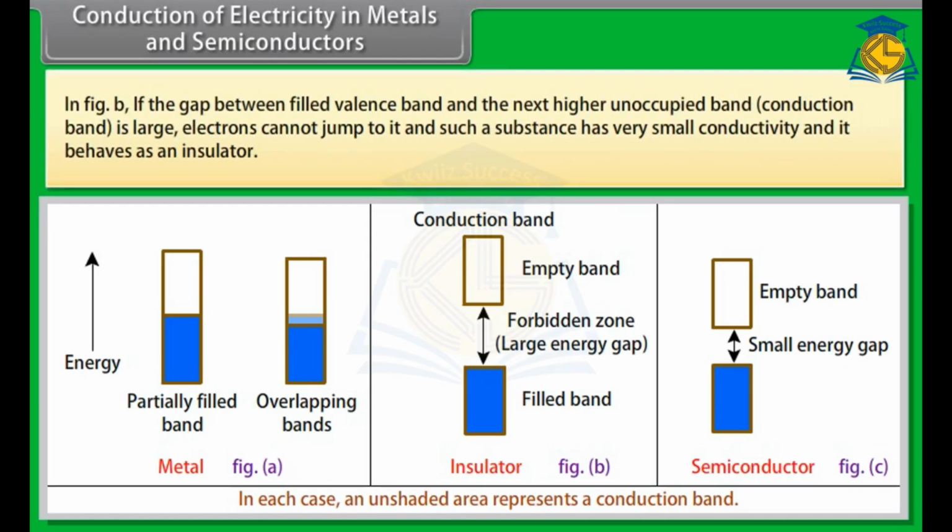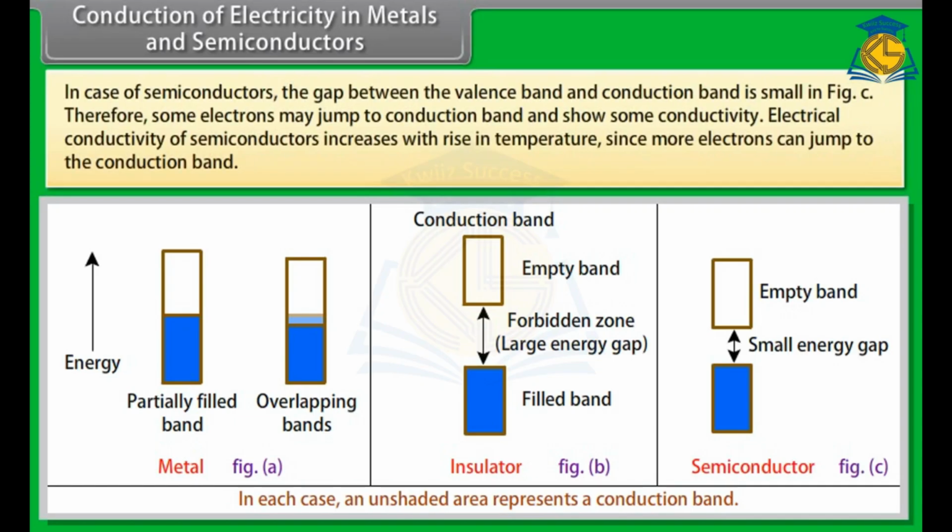In Figure B, if the gap between the filled valence band and the next higher unoccupied band, the conduction band, is large, electrons cannot jump to it and such a substance has very small conductivity and it behaves as an insulator. In case of semiconductors, the gap between the valence band and conduction band is small, as in Figure C. Therefore, some electrons may jump to the conduction band and show some conductivity. Electrical conductivity of semiconductors increases with rise in temperature since more electrons can jump to the conduction band.